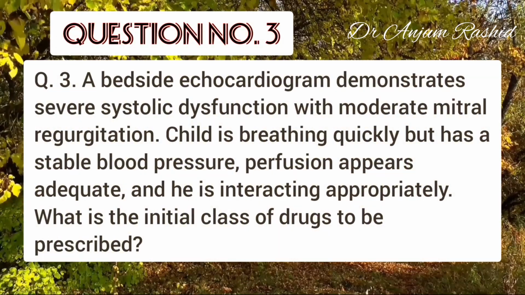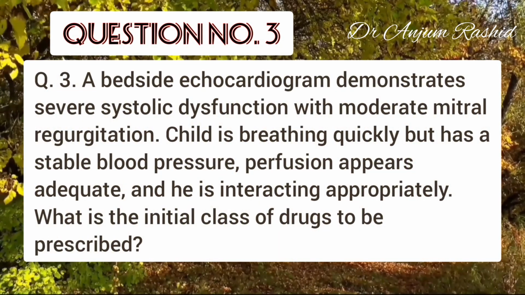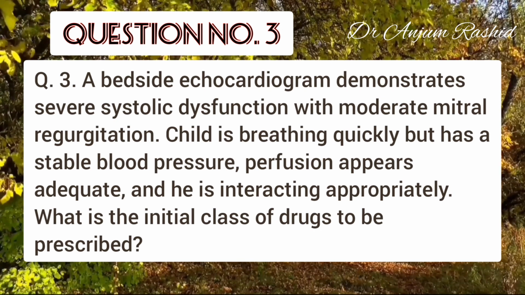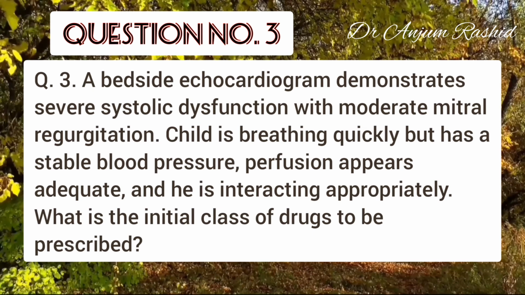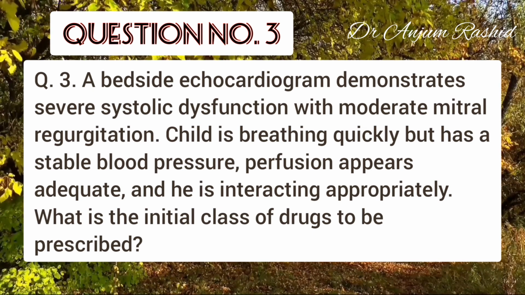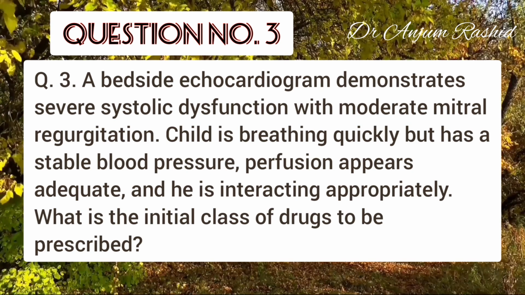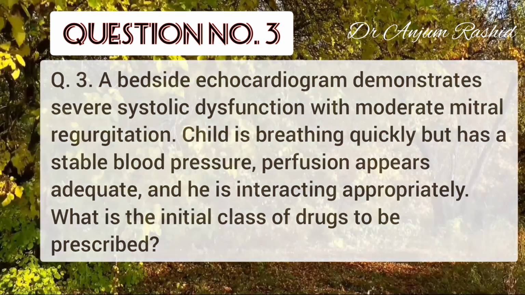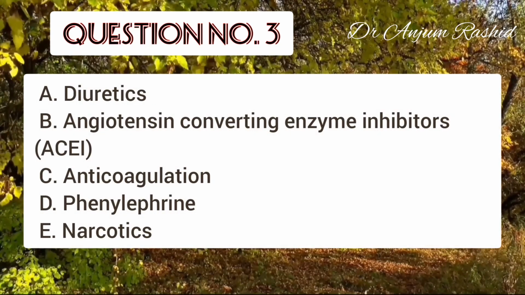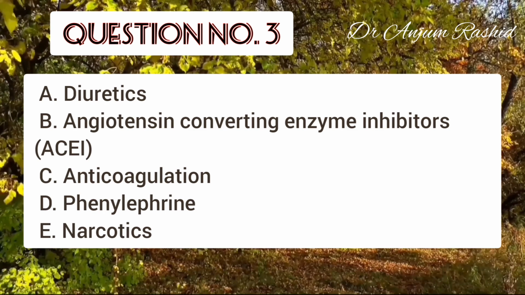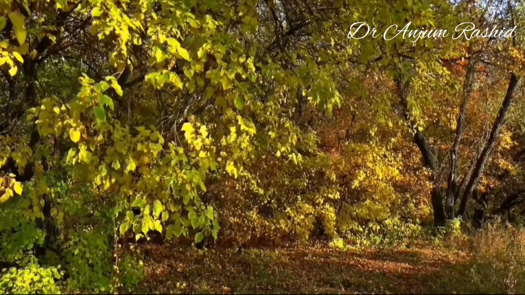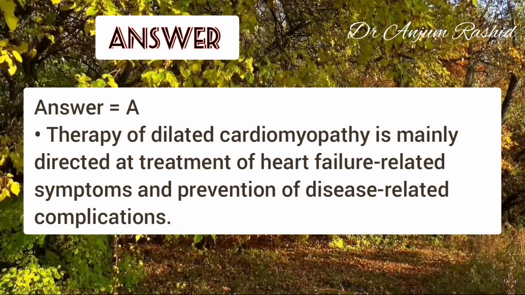Question number 3. A bedside echocardiogram demonstrates severe systolic dysfunction with moderate mitral regurgitation. The child is breathing quickly but has a stable blood pressure. Perfusion appears adequate and he is interacting appropriately. Now, what is the initial class of drug to be prescribed? A. Diuretics, B. Angiotensin converting enzyme inhibitors, C. Anticoagulants, D. Phenylephrine, and E. Narcotics. And the answer is A, that is diuretics.